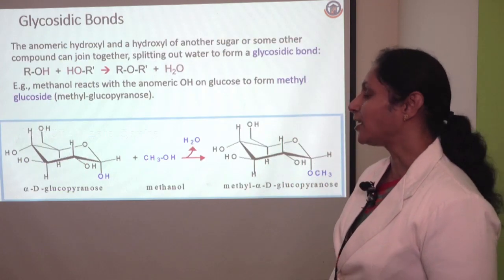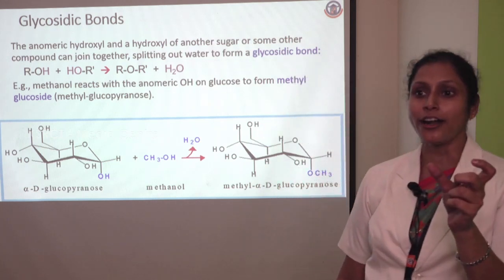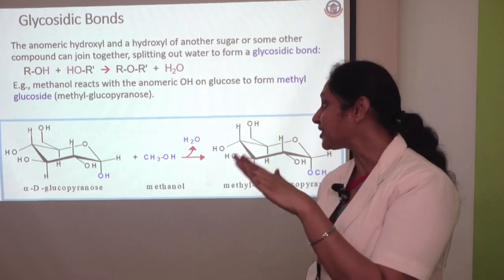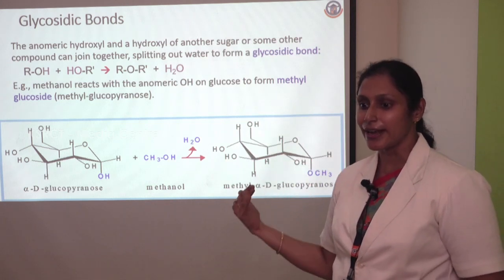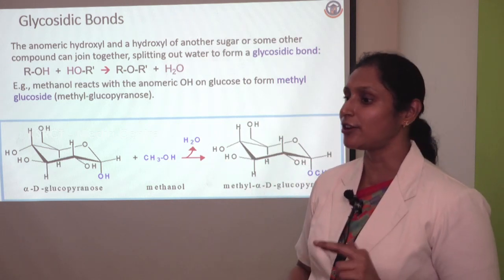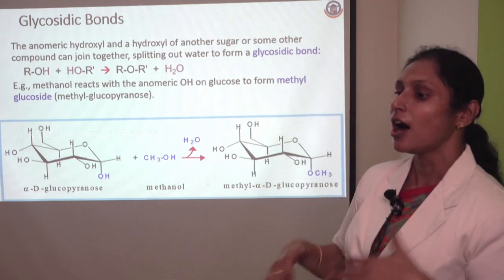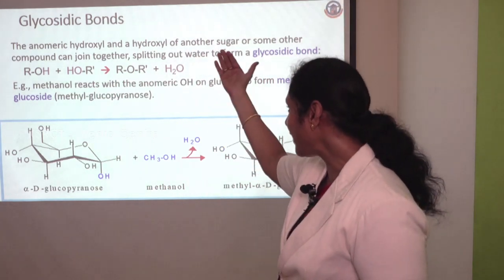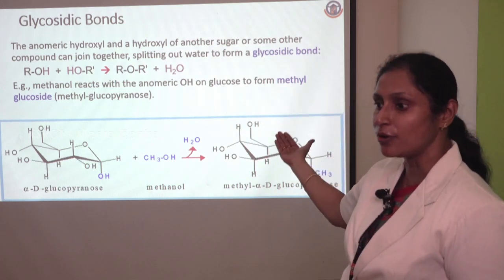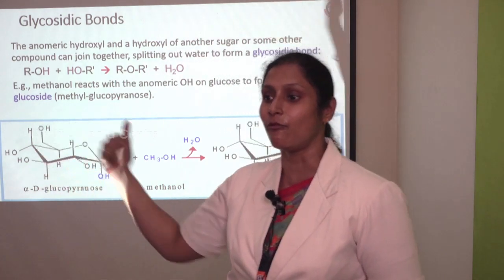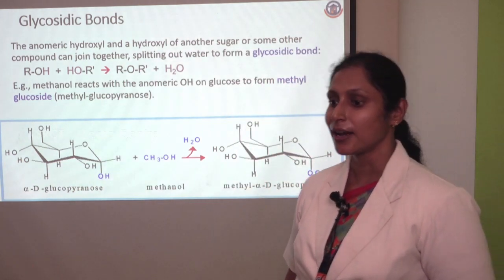This is the final form of monosaccharide structure, that is glycosidic bond formation. If you want to classify a sugar, we classify it as a monosaccharide, disaccharide and polysaccharide. A disaccharide, as I told you already, has two sugars which link together to form a glycosidic bond. This is an example for the formation of a glycosidic bond. How is a glycosidic bond formed? When an anomeric hydroxyl or hydroxyl group of another sugar of the same compound or another compound join together by elimination of water, we get a bond between two compounds. That bond is called a glycosidic bond.